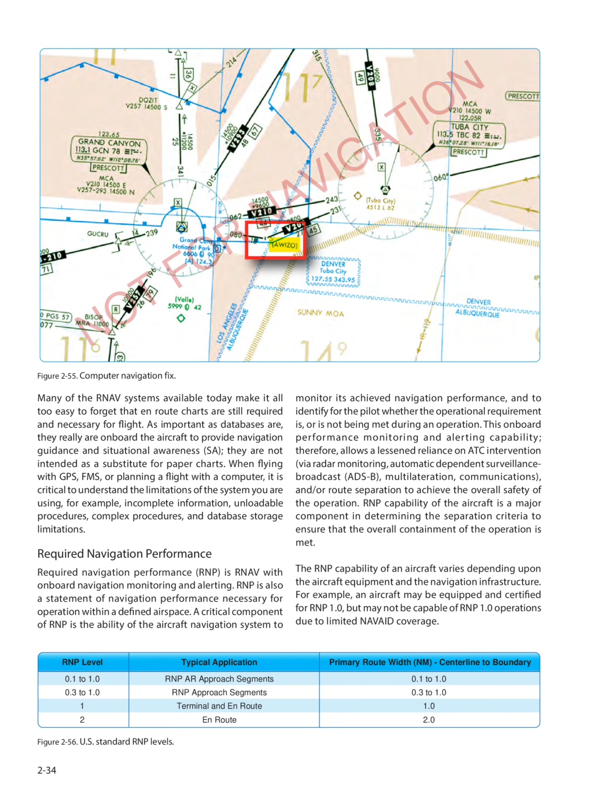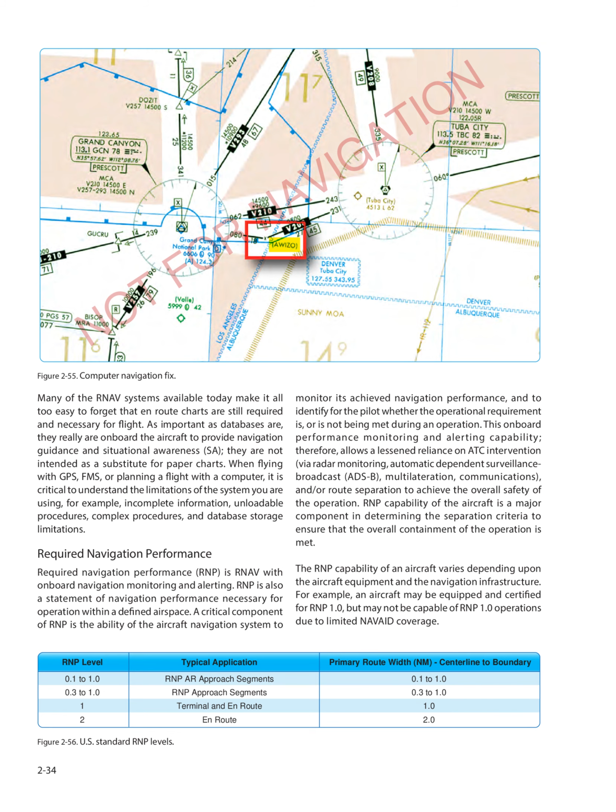This onboard performance monitoring and alerting capability, therefore, allows a lessened reliance on ATC intervention via radar monitoring, automatic dependent surveillance broadcast, ADS-B, multilateration, communications, and/or route separation to achieve the overall safety of the operation. RNP capability of the aircraft is a major component in determining the separation criteria to ensure that the overall containment of the operation is met.